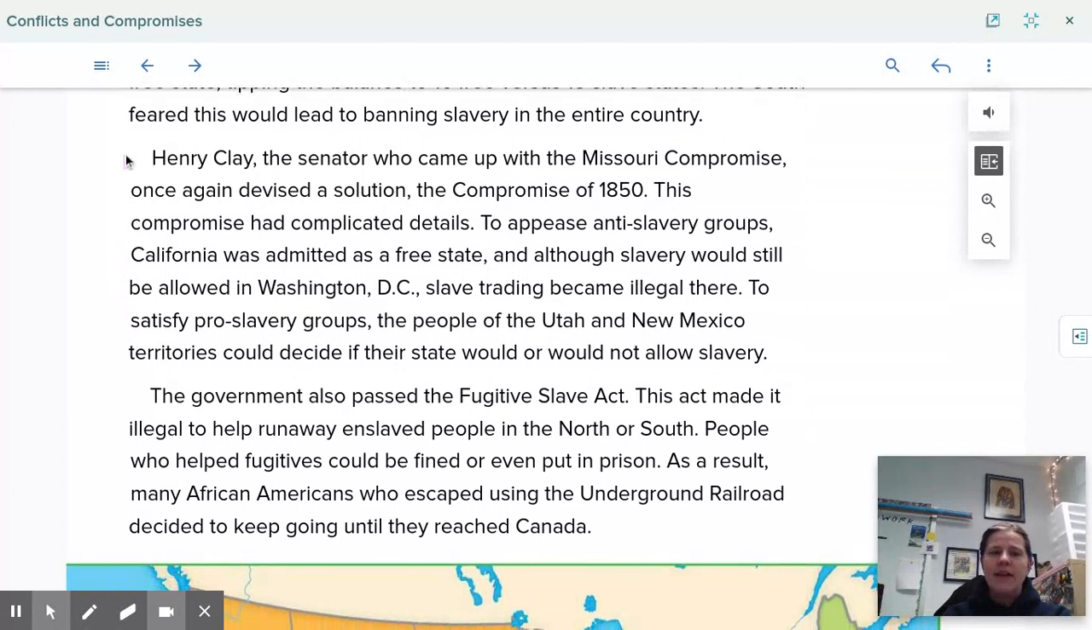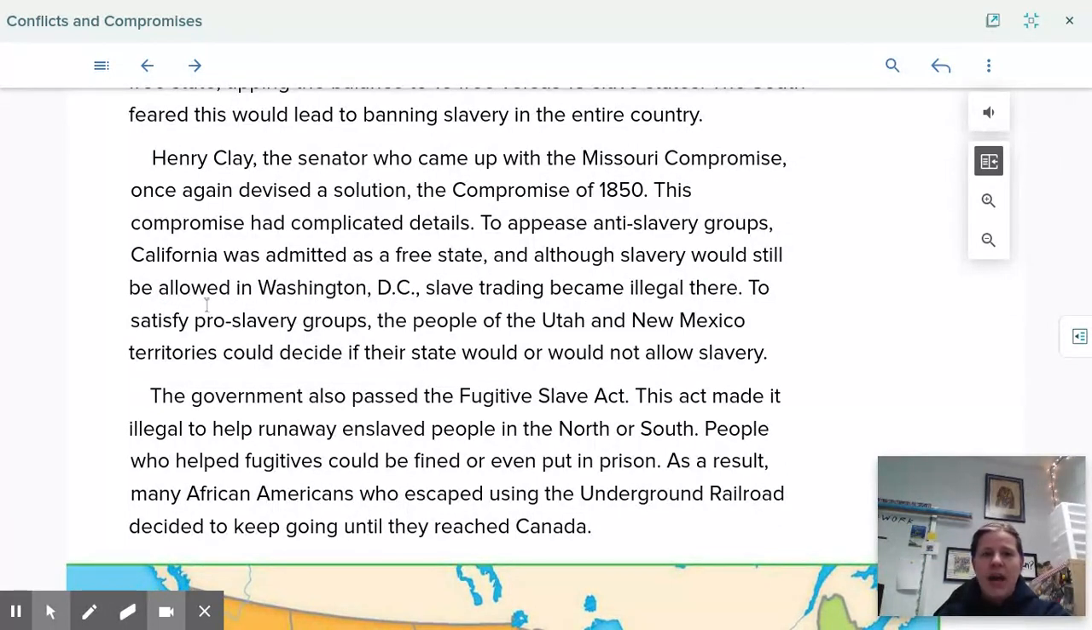Henry Clay, the senator who came up with the Missouri Compromise, once again devised a solution: the Compromise of 1850. This compromise had complicated details. To appease anti-slavery groups, California was admitted as a free state, and although slavery would still be allowed in Washington, D.C., the slave trading became illegal there.